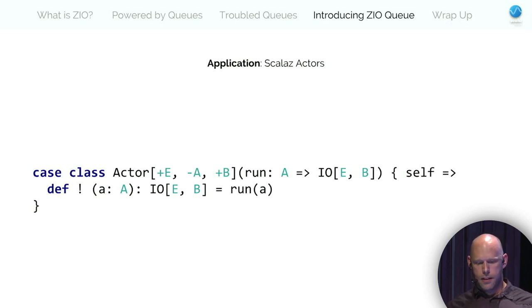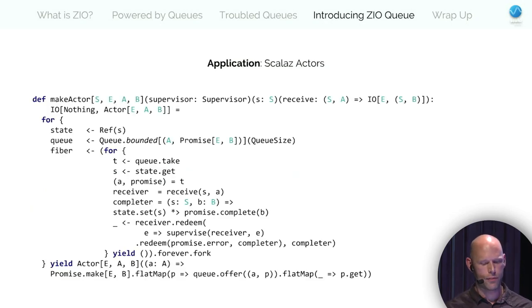And in this example, I create a function called makeActor that allows you to produce an actor. How does that work? Well, we create a ref to hold the state of the actor. We create a bounded queue, so we're going to get back pressure out of this automatically. And then we create the fiber that's going to be doing the work. The fiber takes something from the queue. It gets its state. The queue actually holds, by the way, A's and promises of B's. So everything in the queue is an A, that's the input message, and a promise of B, which we can complete later. And then it receives it.